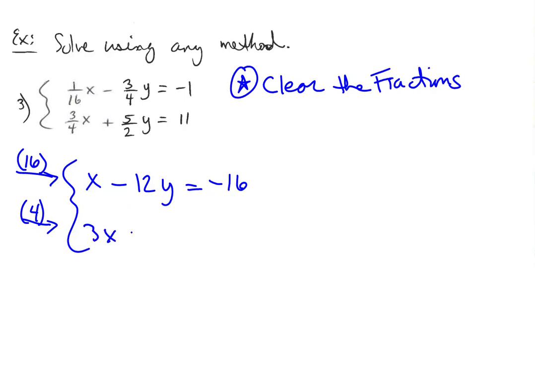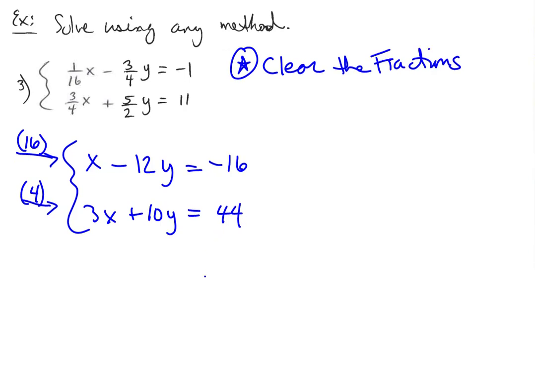That will give us 3x + 10y = 44. Now, at this point, remember, we were just trying to clear the fractions. That's all. And notice we're not really ready to eliminate anything. At this point, if it says using any method, you could really take your pick. Clearing the fractions doesn't really commit you to one particular method. So it would be just fine to use substitution for the rest of this problem.